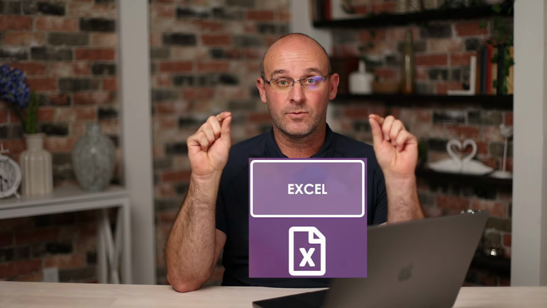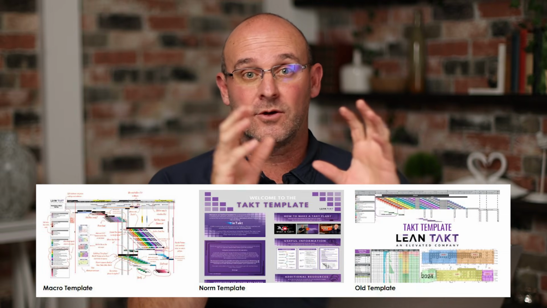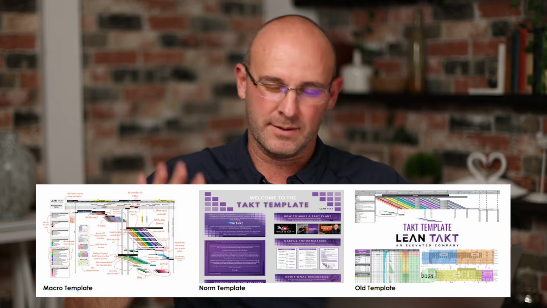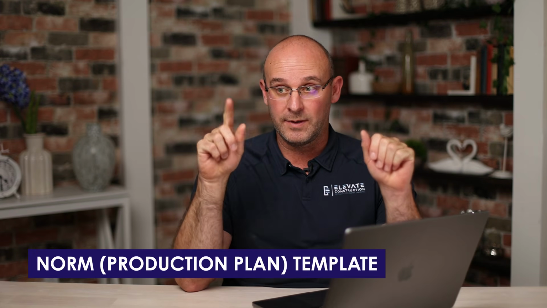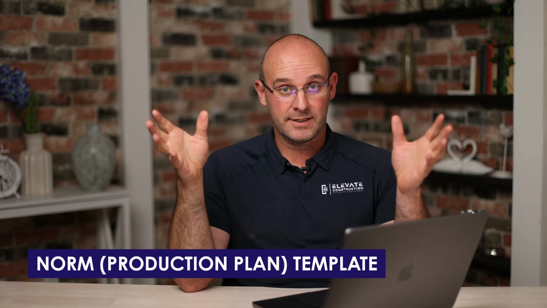You'll go to that page, you'll see a beautifully formatted web page. And if you scroll down, you'll see Takt Template. You click on the button and you'll be taken to an Excel download section on our resources page. And you'll see 3 different files, one for the macro, one for the norm, and then an old template. Some people really just fell in love with our old template, so we have the old one as well. In this situation, I would highly recommend that you download the NORM template, or the production plan template.